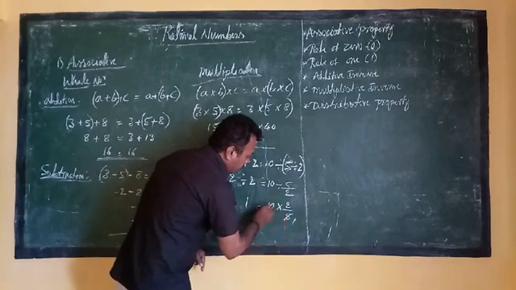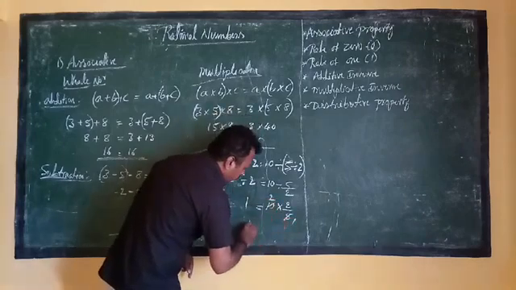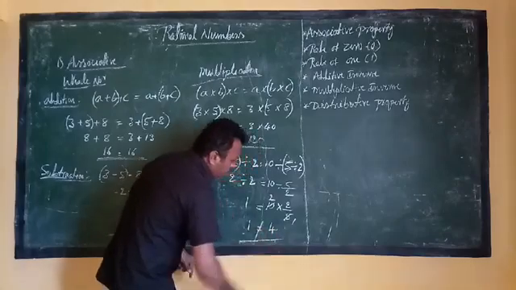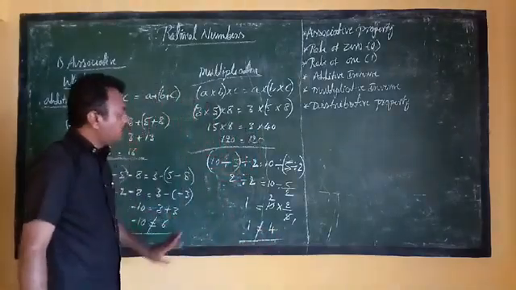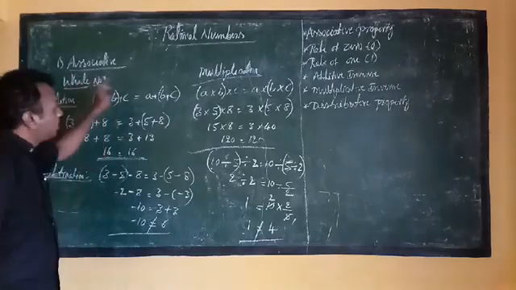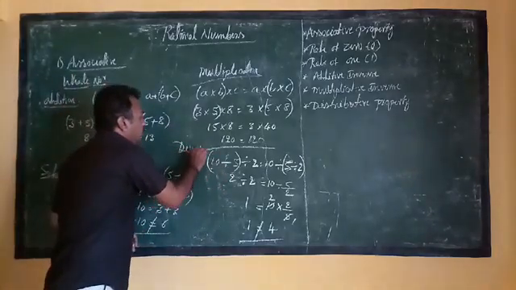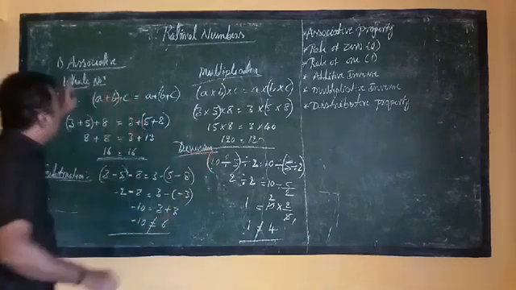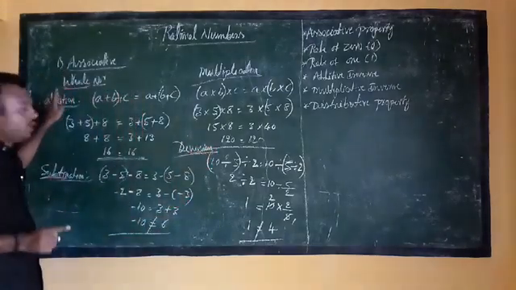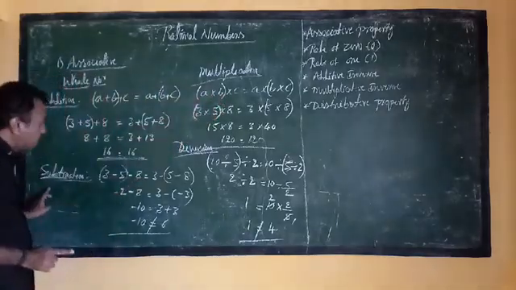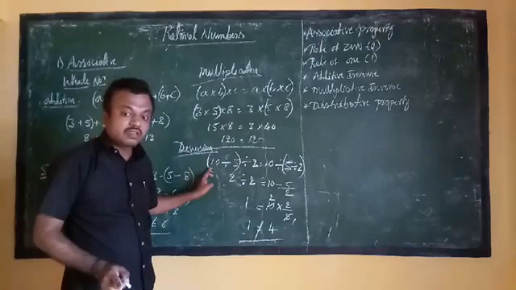So 5 ones are 5, 5 2s are 10. Now 1 is equal to 2 2s, how much? 4. Therefore 1 is not equal to 4. Therefore the associative property of whole numbers does not satisfy under division. The associative property of whole numbers is only satisfied under addition and multiplication, but does not satisfy under subtraction and division. Got it, friends?